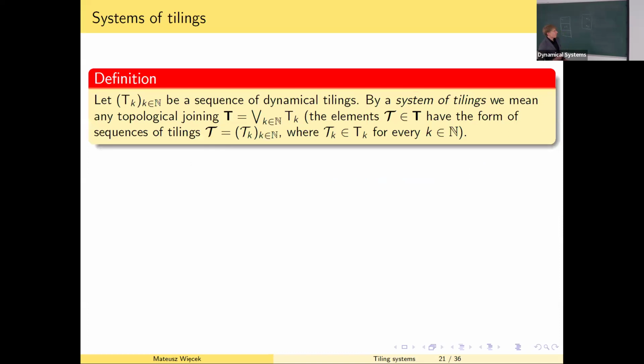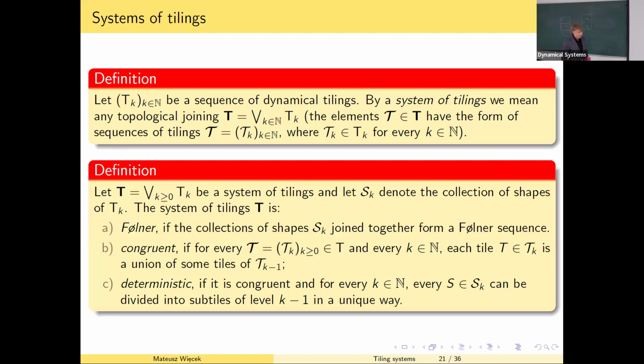Okay. And if we have a sequence of dynamical tilings, then we can define a system of tilings as any topological joining of these dynamical tilings. Of course, the action on this joining is given by the shifts on each coordinate by the same element, and the elements of this system of tilings are sequences of tilings. This system of tilings is denoted by the sans serif bold T, and the sequences of tilings will be denoted by the calligraphic bold T.